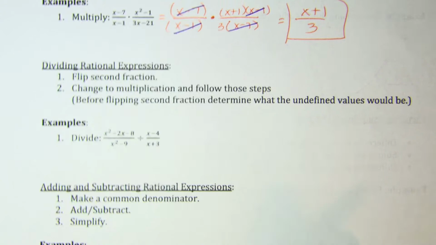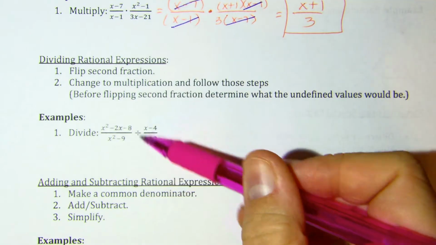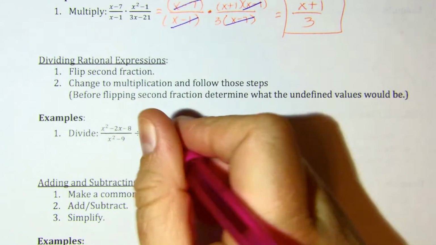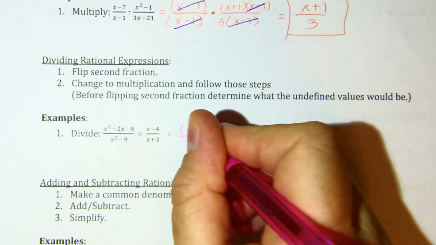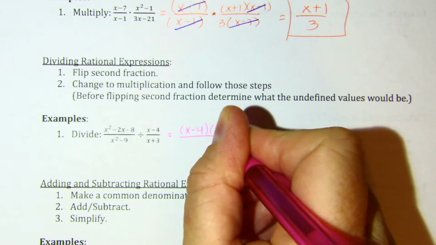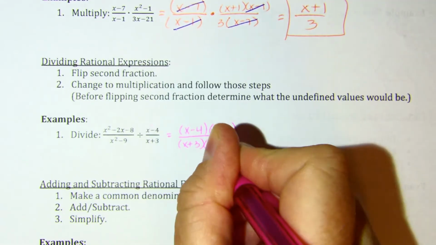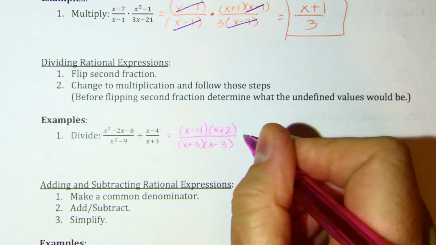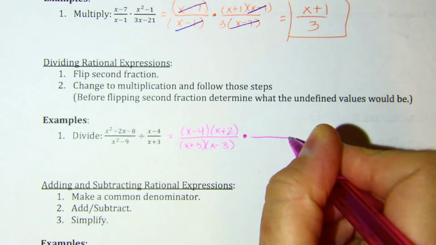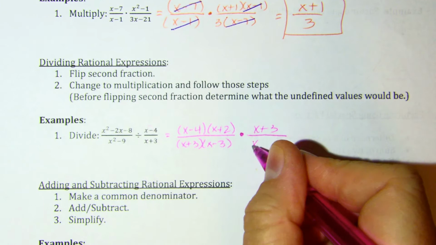All right, next one. Now we're dividing. There's only one additional step with dividing from multiplication, and that's that the second fraction has to flip. So I can factor the top, and you could use the x method. I'm going to jump straight to the answer just for the sake of time. And on the bottom, we can factor. And then we flip this fraction and change it to multiplication. So now it's multiplication, x plus 3 on top, x minus 4 on bottom.